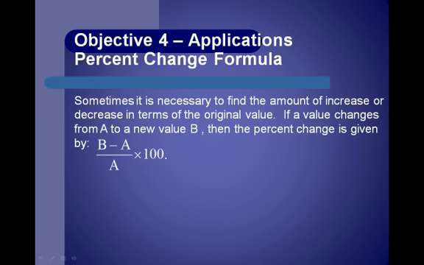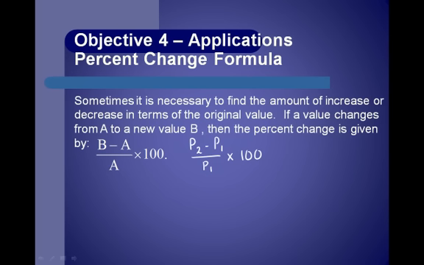Objective 4 is applications. The first application we're going to do is the percent change formula. Sometimes it's necessary to find the amount of increase or decrease in terms of the original value. If a value changes from A to a new value B, then the percent change is given by B minus A divided by A times 100. Occasionally you'll see this as percentages, and it'll be P2 minus P1 divided by P1, and then you multiply it by 100 to write it as a percent.